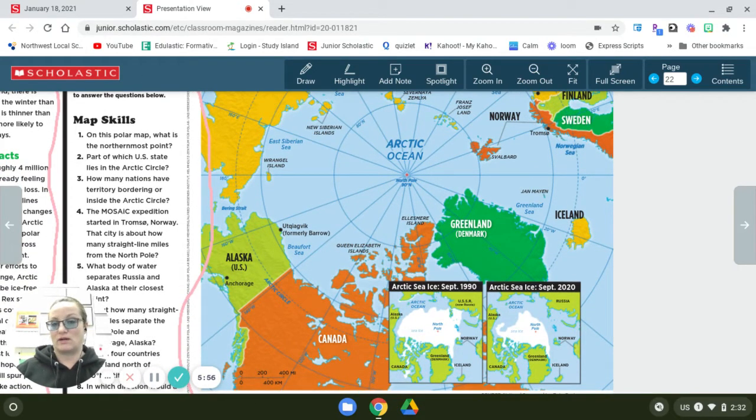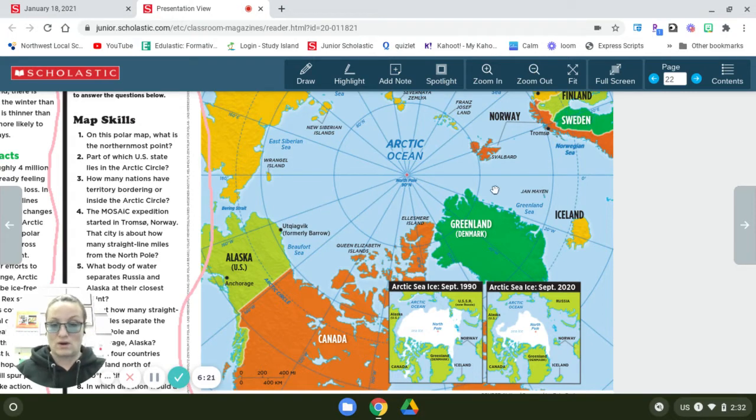Sometimes territories are owned by countries, and you'll find those in parentheses underneath those countries' names. Now the question is, how many nations have territory bordering or inside the Arctic Circle? So we know, since the United States has a state in there, that the United States has a part of it, so there'd be 1.